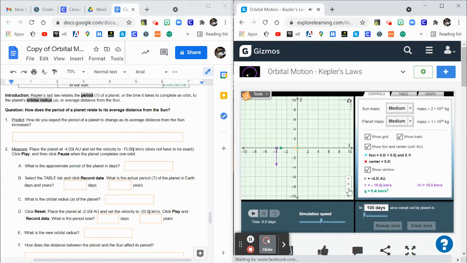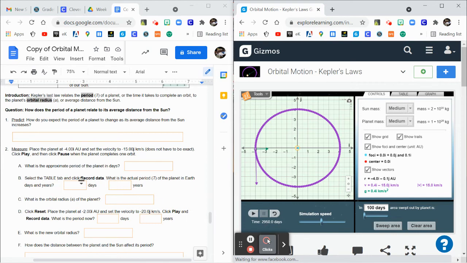So let's go ahead. Oh, it's not that bad. It's not as bad as the other one. And click pause when it comes to an orbit. There you go. That's one orbit. What is the approximate period of the planet in days? So approximately 2,950. There it is, 2,950.